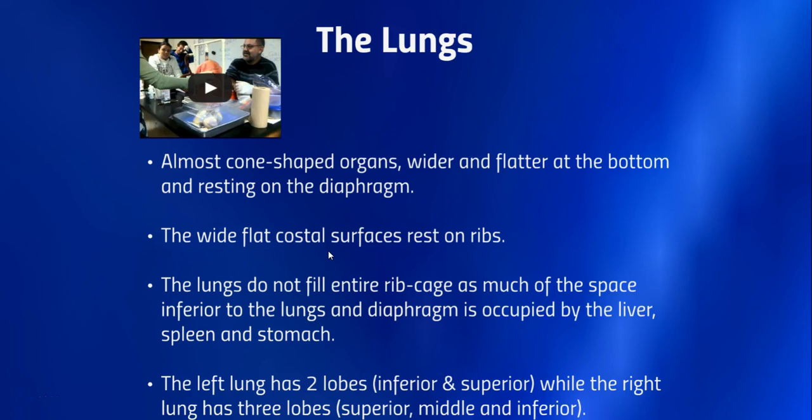Of course, they fill most of the rib cage, but actually we've got a few other structures under there as well. We've got the liver, the spleen, and the stomach sort of propping up at the bottom of the lung cage, getting a bit of protection from that as well.